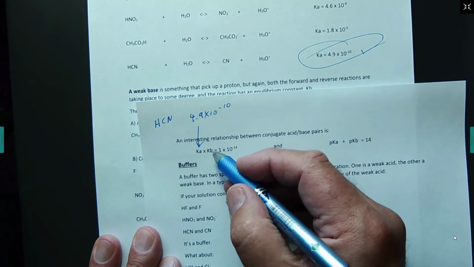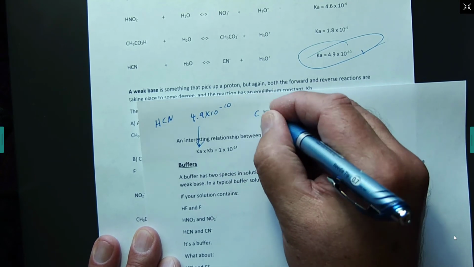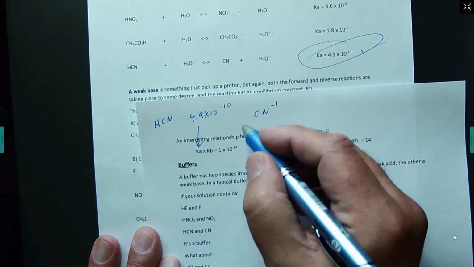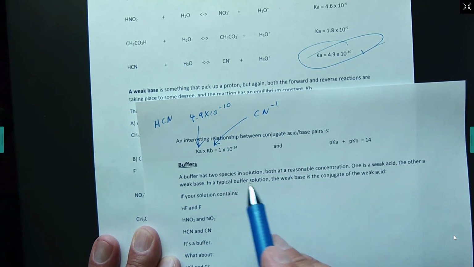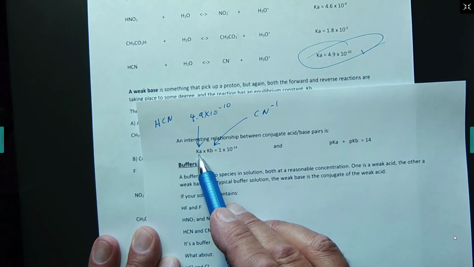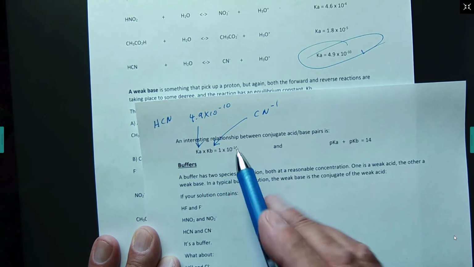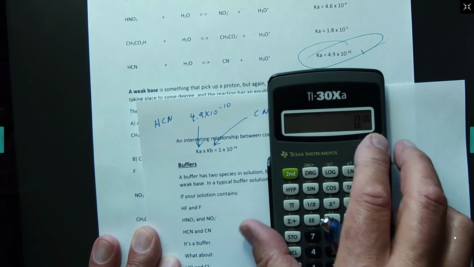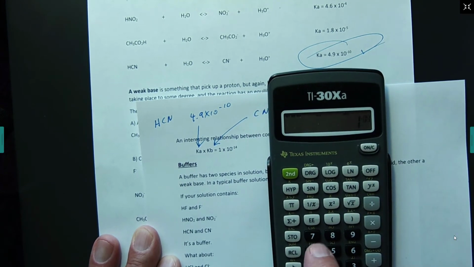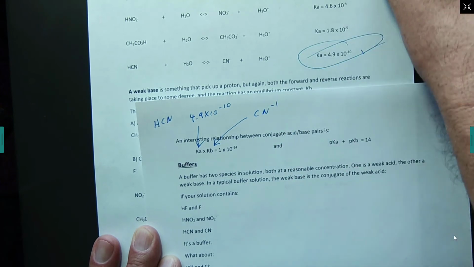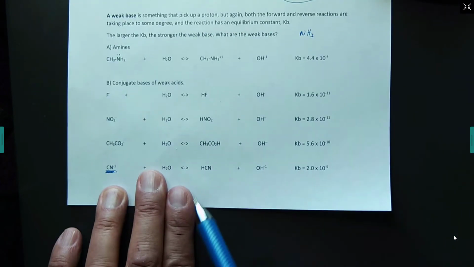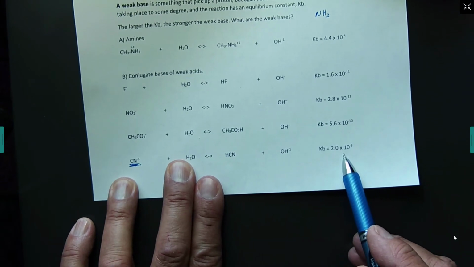Well, what if I want to know the Kb of the conjugate base? What's that number going to be? Oh, you can solve this real easily. You got a number here, right? You do 1 times 10 to the negative 14th divided by 4.9 times 10 to the negative 10th. I'm getting 2 times 10 to the negative 5th. So cyanide here has a Kb of 2 times 10 to the negative 5th.